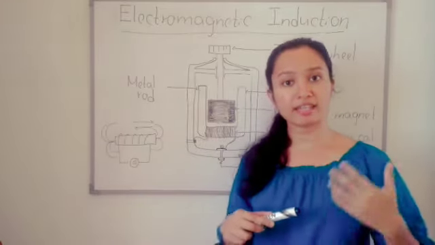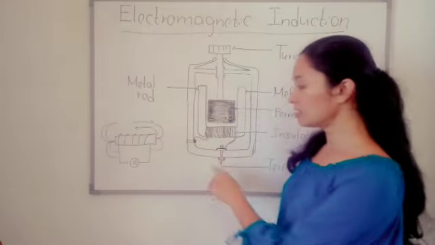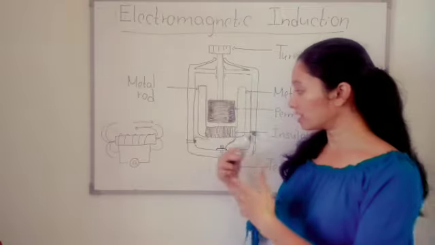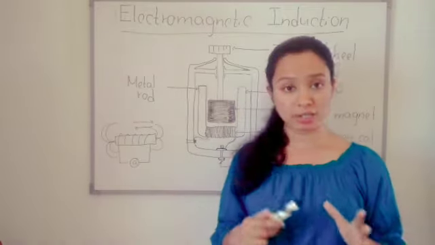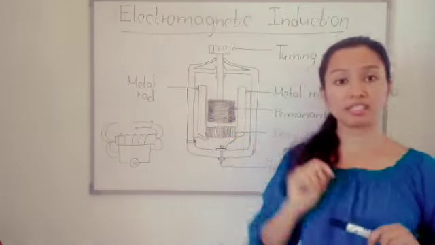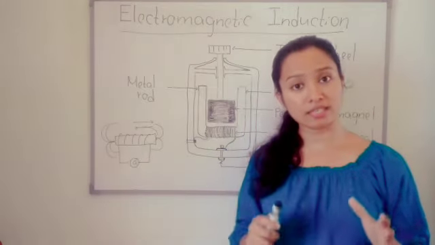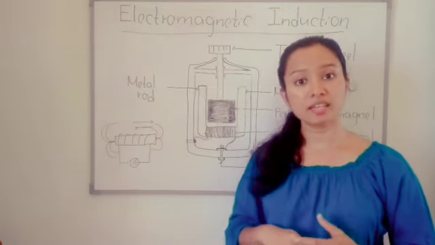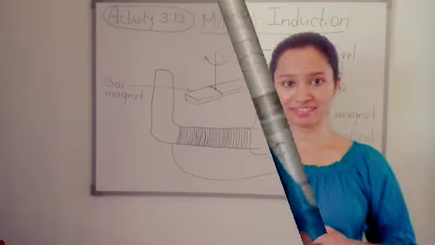Okay, generating electricity in a conductor when the magnetic field is cutting with the conductor. This we called electromagnetic induction. So this happens inside the dynamo. Okay.